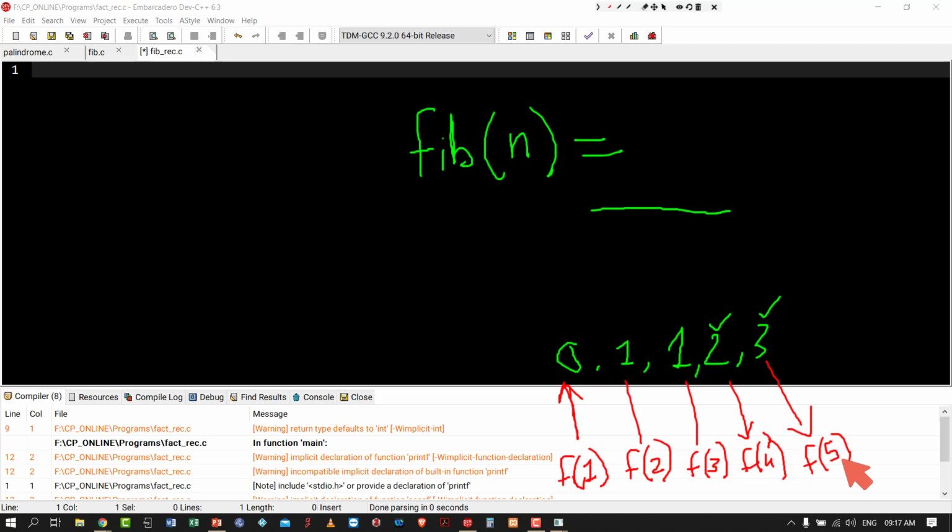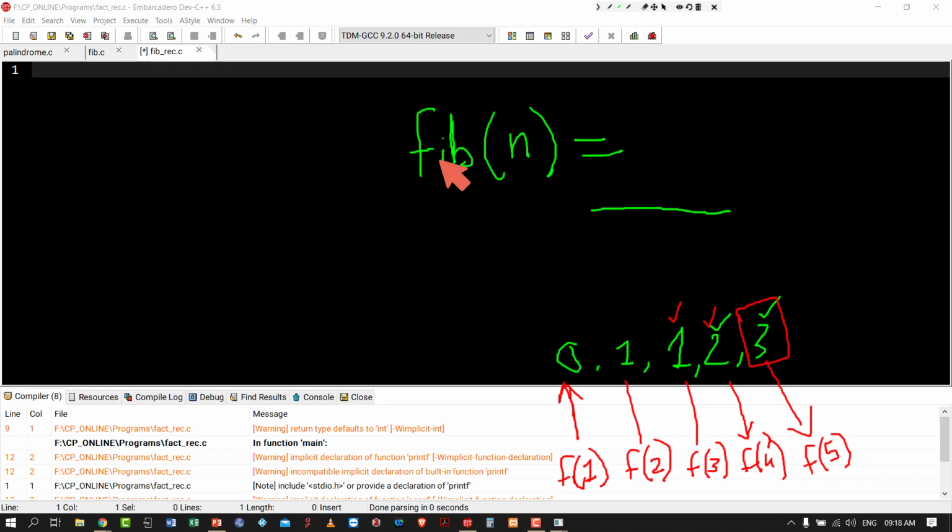Varada? Yes, sir. Okay. So how did I get this value 3? We add the previous two numbers, this 1 and this 2. So 3 means f of 5. So how can I write f of 5? F of 4 plus f of 3. So how can I write f of n? F of n minus 1 plus f of n minus 2. Okay, correct.